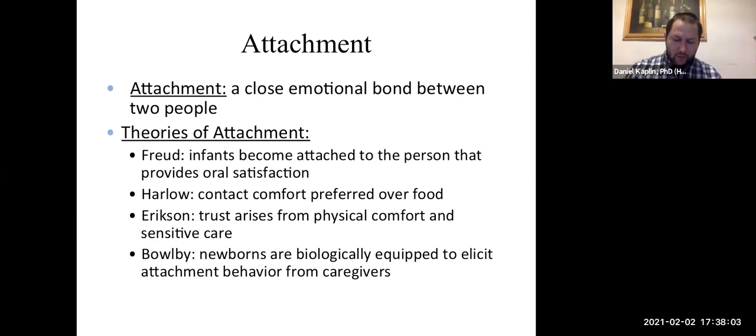Now, one thing we found is that Harry Harlow found that physical satisfaction, or biological need, or drive reduction isn't enough, because he found that body contact was responsible for attachment and feeling safe more than food. He did that with his monkey study with the cloth monkey versus the wire monkey. And Erikson found that trust is developed through responsive parenting and sensitive care and physical comfort. And according to Bowlby, newborns are wired biologically to form attachment with caregivers.